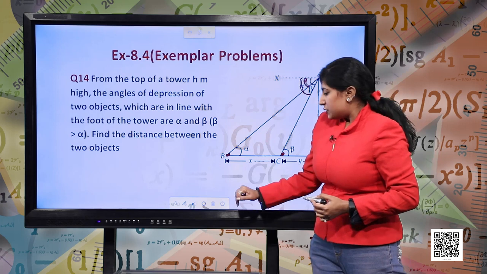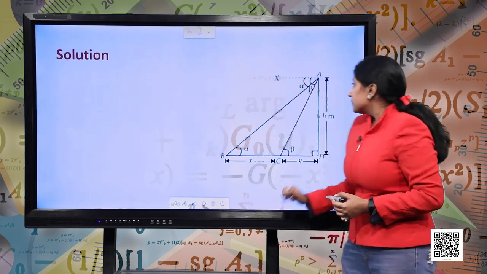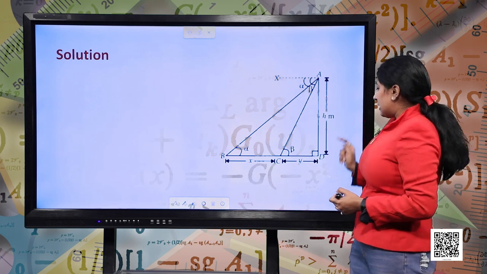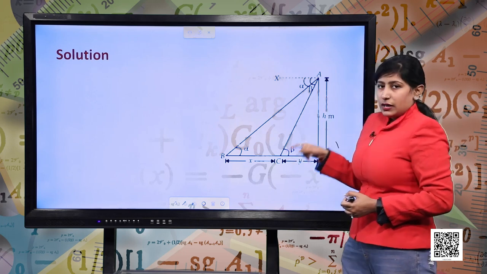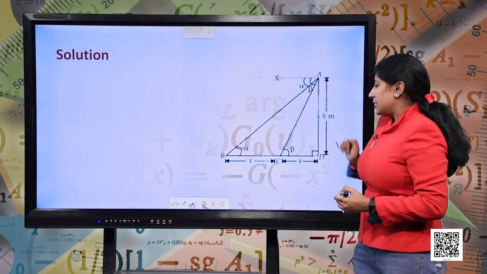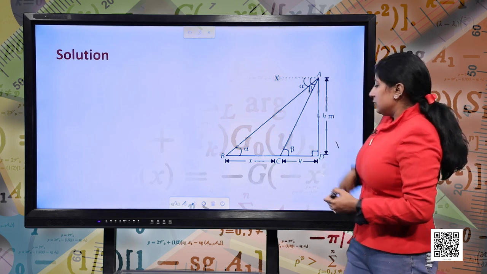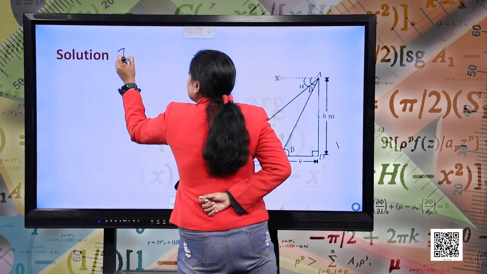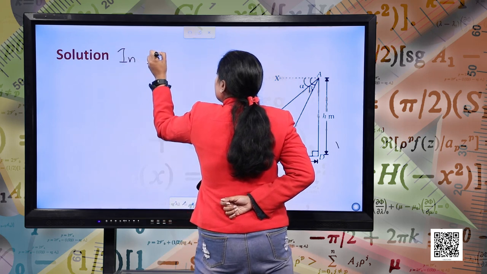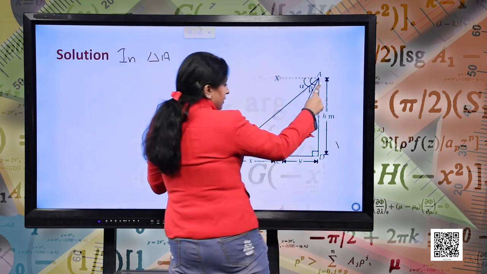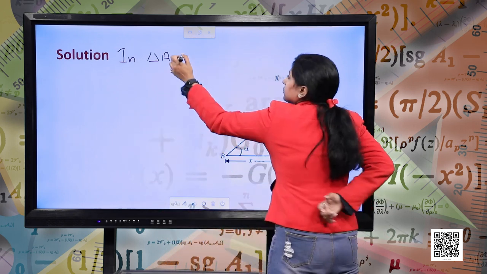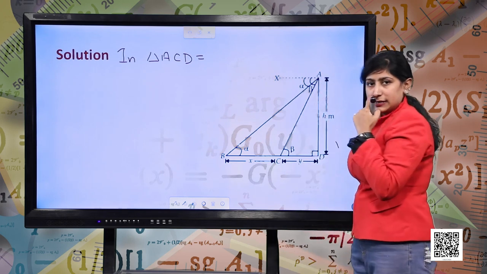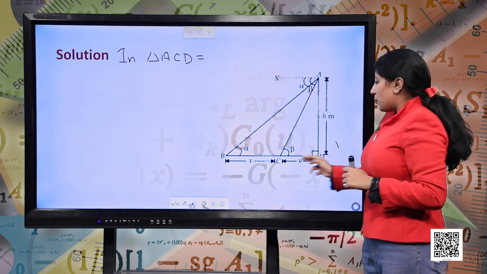So how are we going to proceed? First of all, you see there are two triangles, triangle ACD and triangle ABD. I'm taking this triangle ACD. So in triangle ACD, perpendicular upon base is tan theta, so H upon Y.